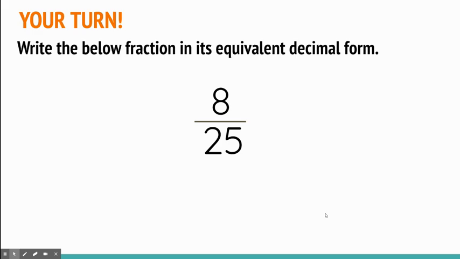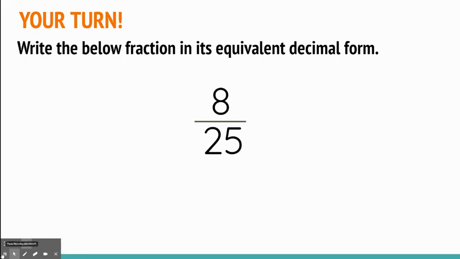Now it's your turn. Think about 8/25ths and write it as its equivalent decimal. Try to make it so that you can get 100 as the denominator. So find an equivalent fraction first with 100 as the denominator. Go ahead and figure that out now.